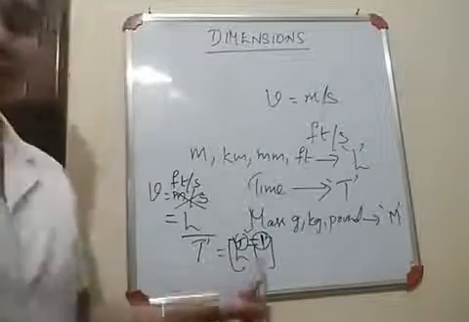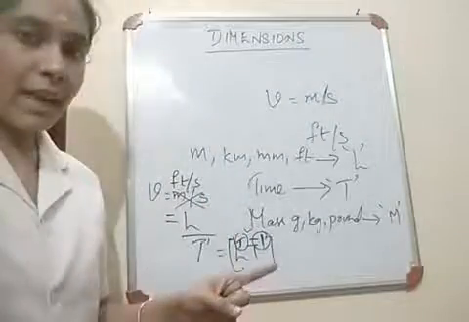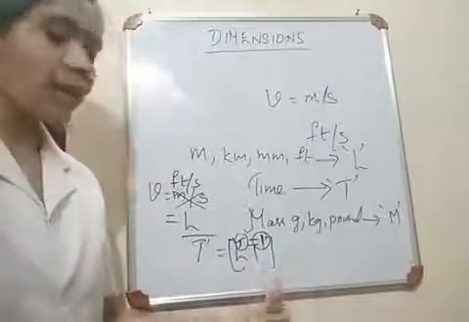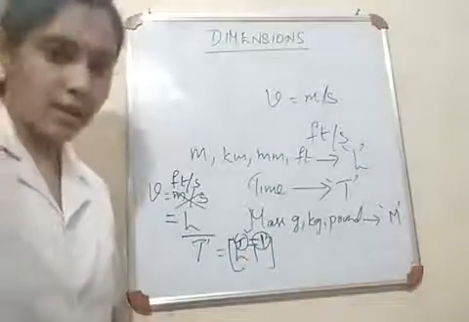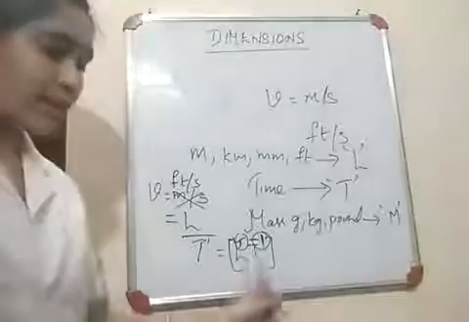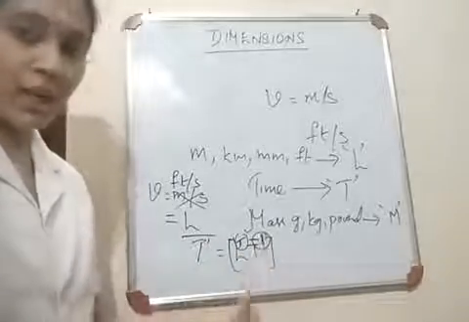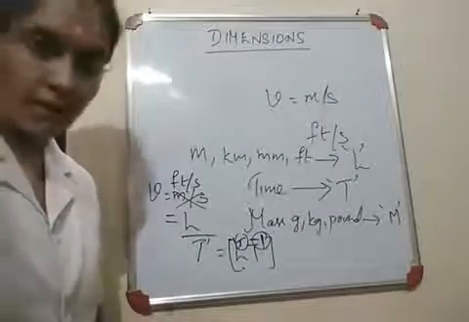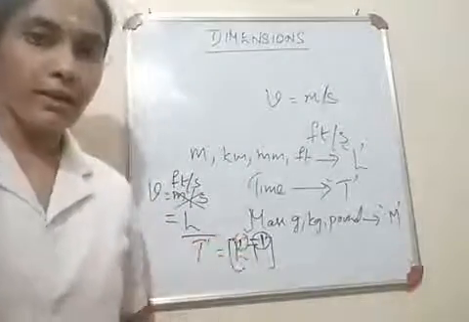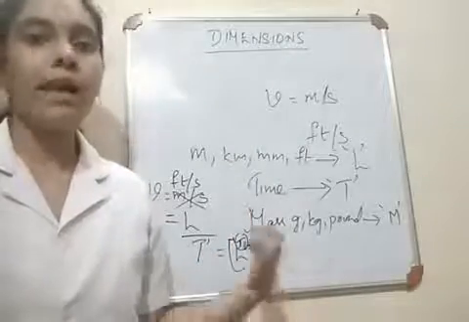This LT raised to minus 1 actually is not the dimension, but what is the dimension here? The powers to which these fundamental quantities are raised are known as dimensions. Okay, children, this LT raised to minus 1 is not the dimension. The powers to which these fundamental quantities are raised are known as dimensions. And we have 7 fundamental quantities, and for these 7 fundamental quantities we have common symbols.